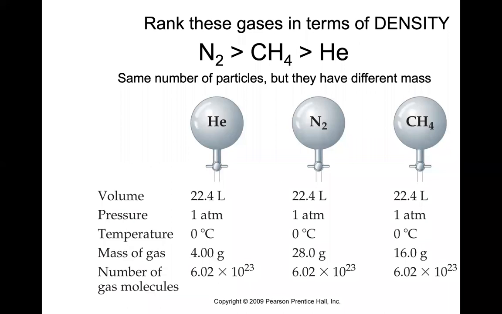So that's one thing that we want to keep track of, both this evening and when we finish up chapter 10. Keep track of whether the property is something that depends only on the number of the particles, or does it also depend on a feature of them, like their mass? Density is one where the mass of the particle is going to be important, but the pressure, it turned out, was not.